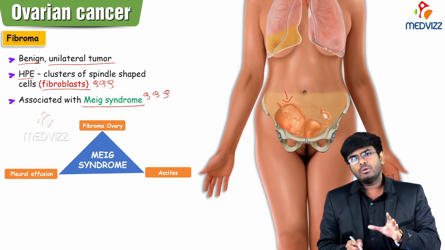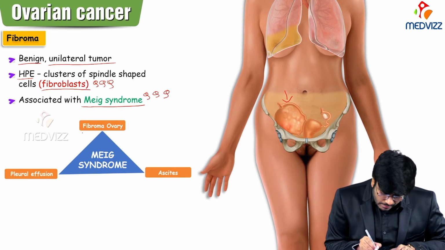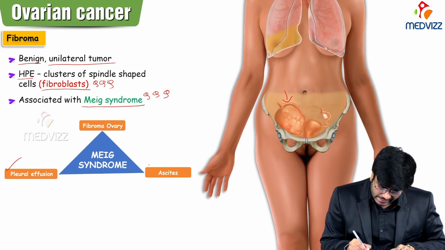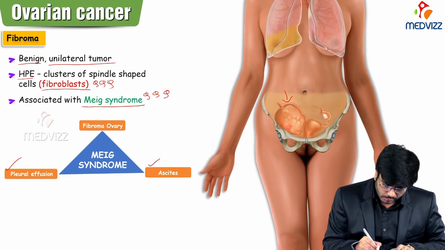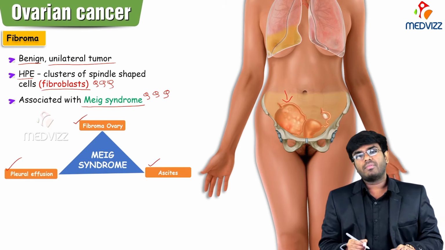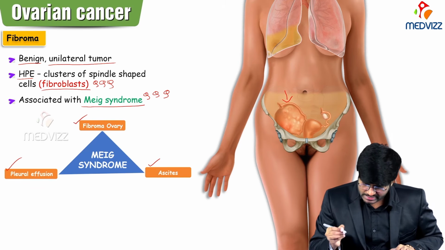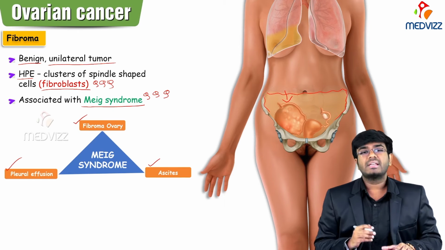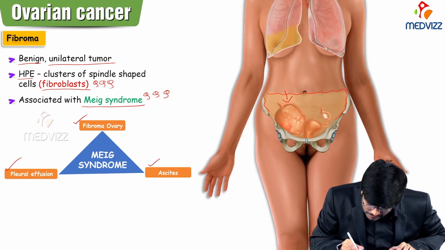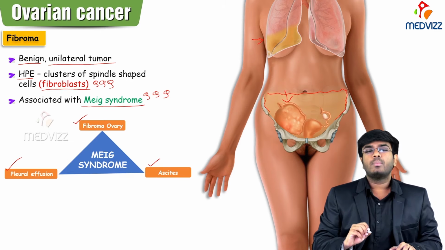See, Meigs syndrome is nothing but a condition of a pleural effusion and ascites due to a benign tumor, and that too fibroma of the ovary. See in this female, you can see there is this ascites, this yellow color fluid which is getting accumulated in the abdomen, that's the ascites, and even here in her lung you can see the pleural effusion.